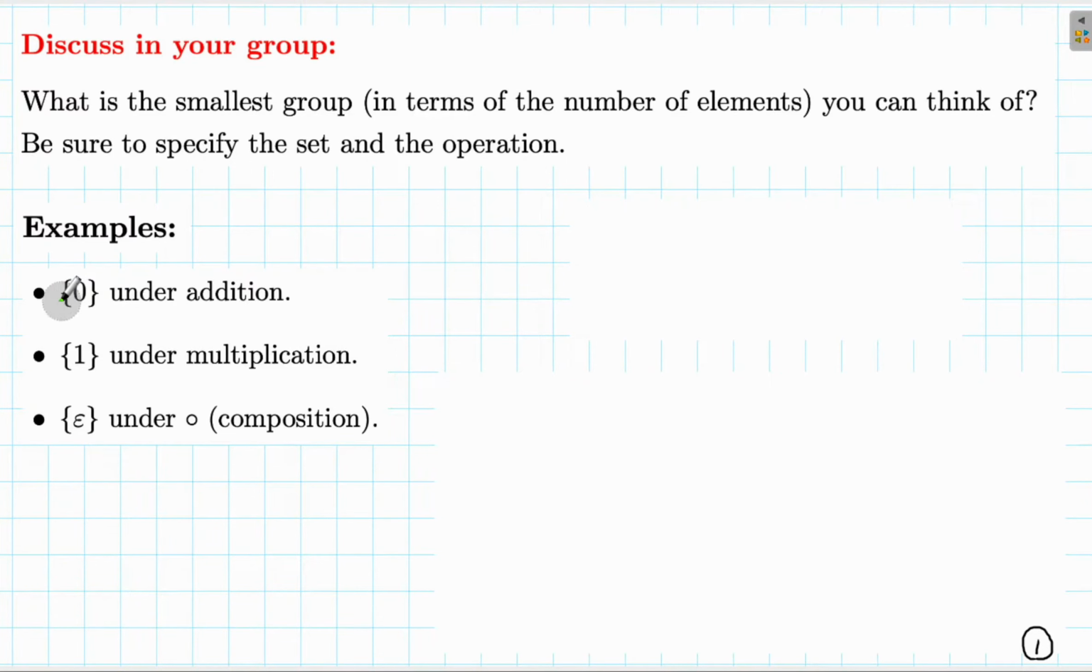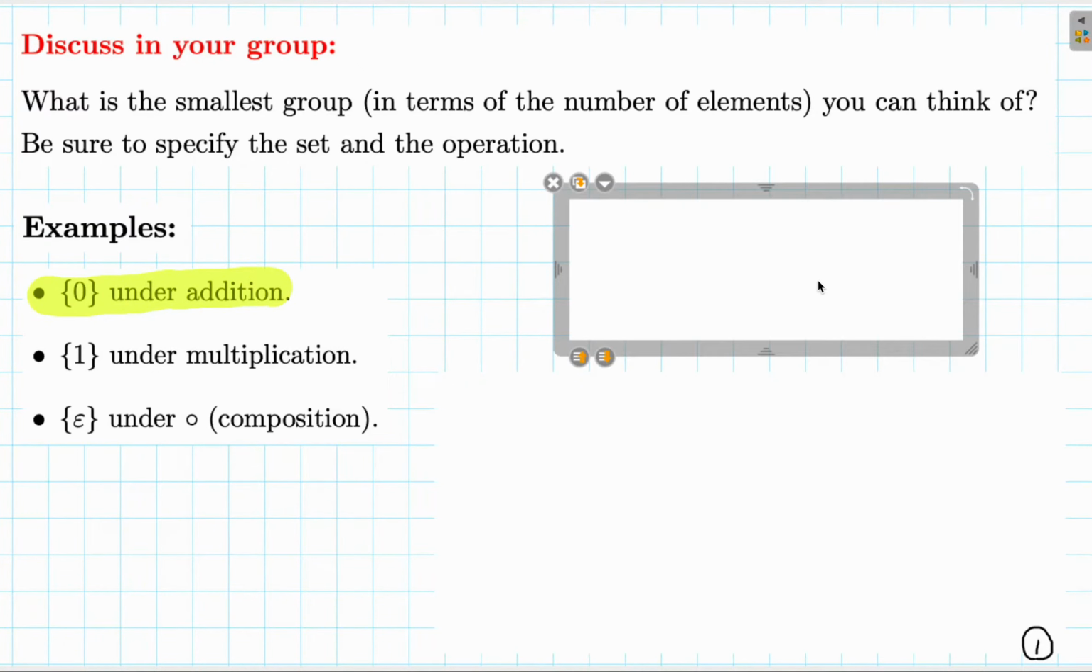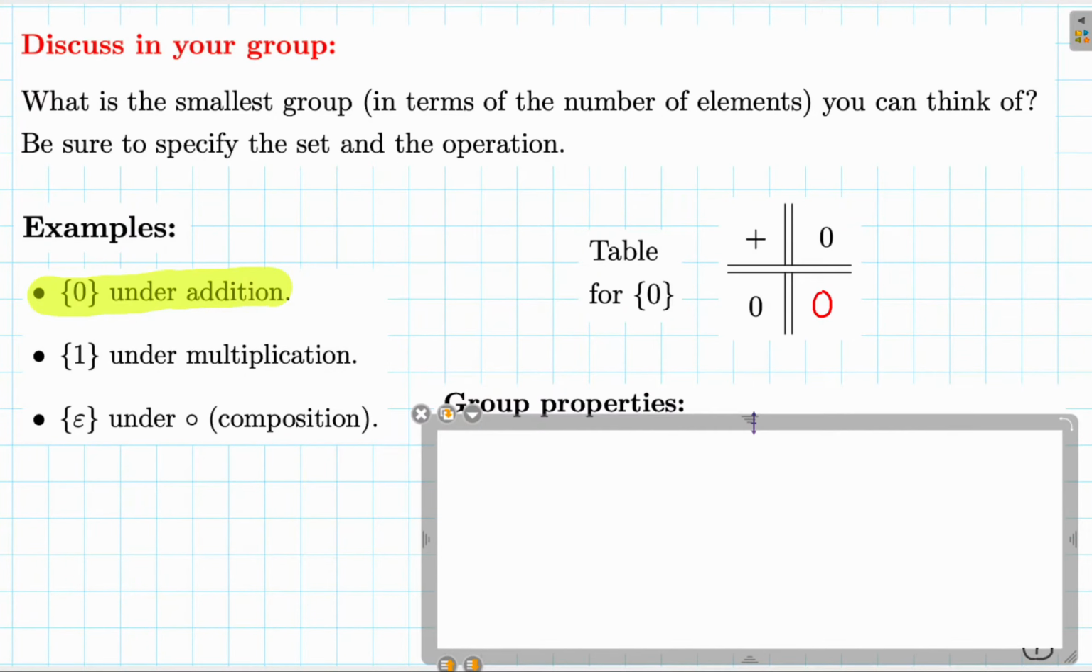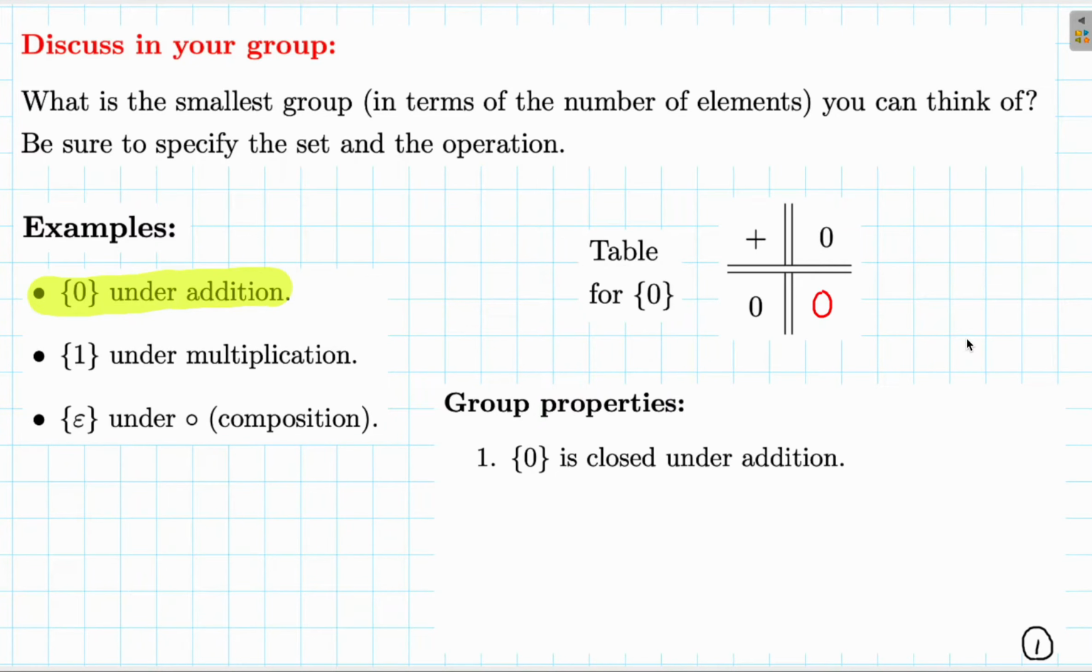And so let's take a look at one of these, perhaps the set with just the 0 element under addition, and actually verify that it is a group. And so here's our table. Let's build it. It's going to be very quick. 0 plus 0 is 0. And let's verify the group properties to make sure that this is in fact a legitimate group. And so, starting with closure. Is that set closed under addition? Yes, because the sum is the 0 element, which is in the set containing just the 0 element. So there we go.